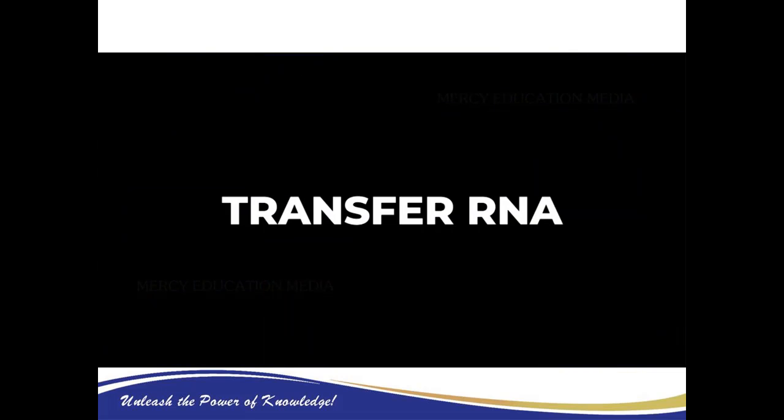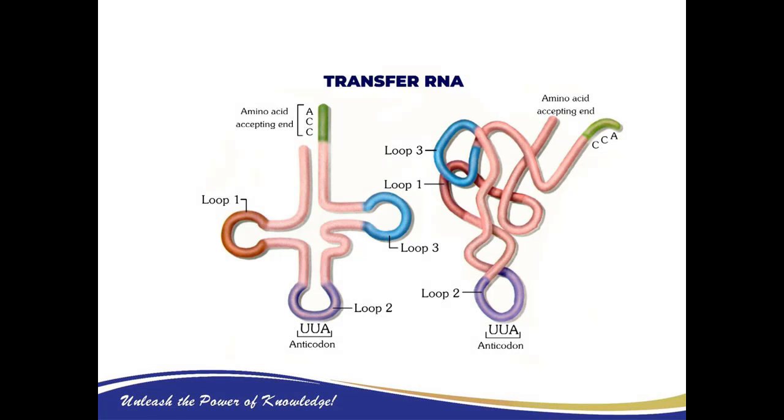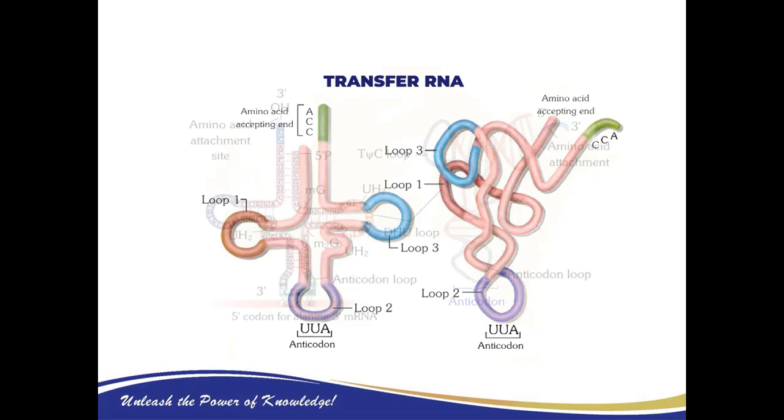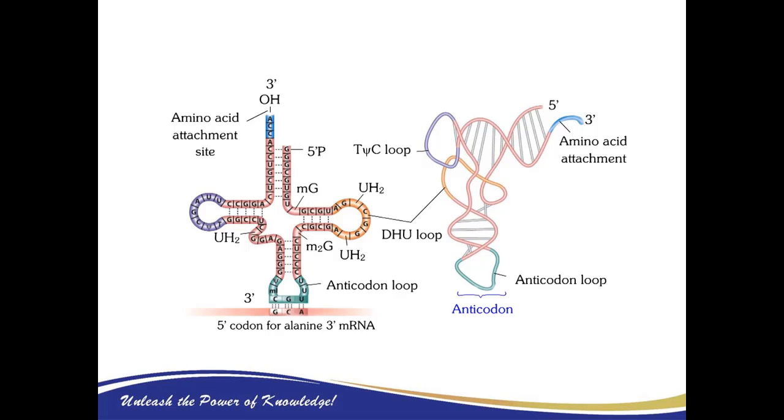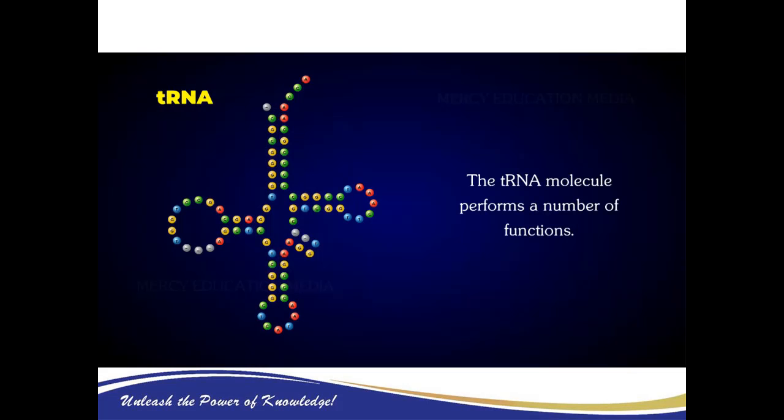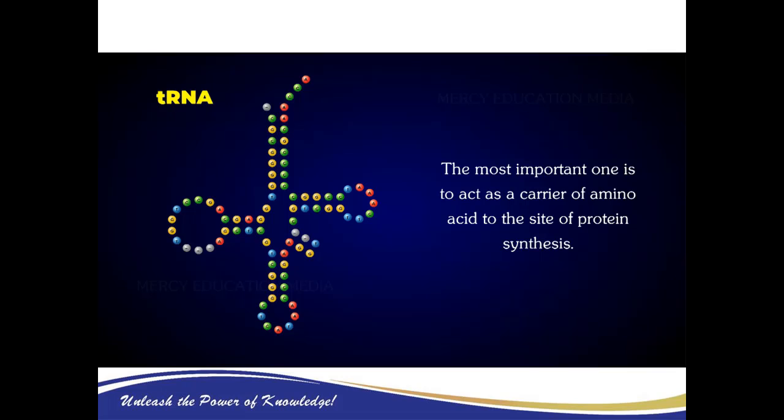Let us know about transfer RNA. Transfer RNA is also known as soluble RNA, sRNA. The tRNA is a small molecule compared with other types of RNAs. It amounts to about 15% of total RNA of the cell. The tRNA molecule performs a number of functions. The most important one is to act as a carrier of amino acid to the site of protein synthesis.